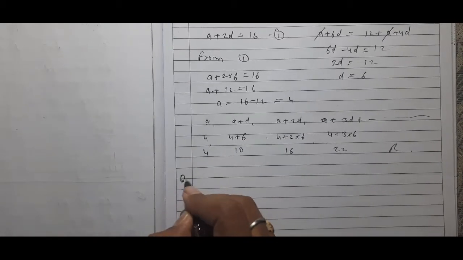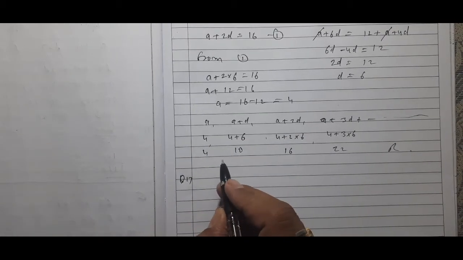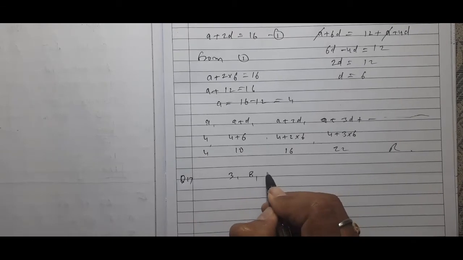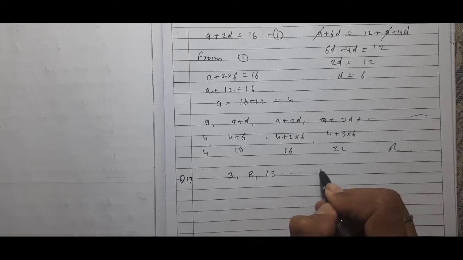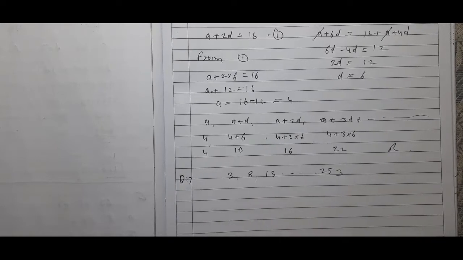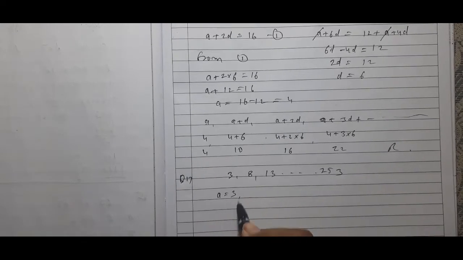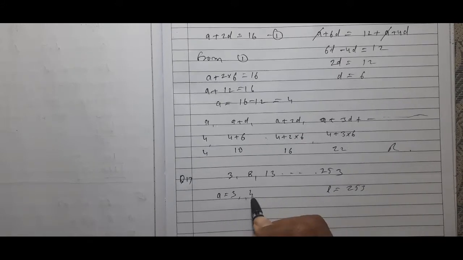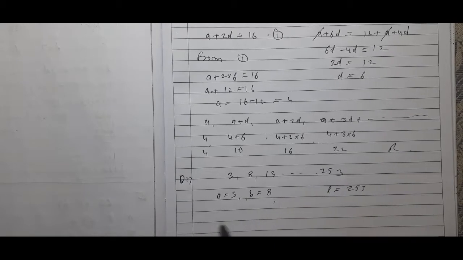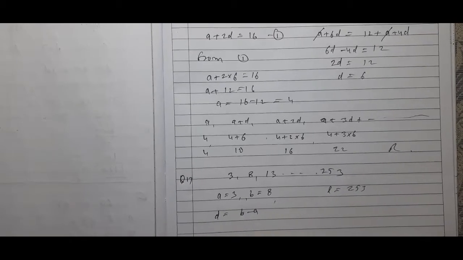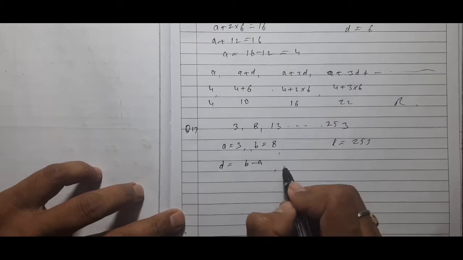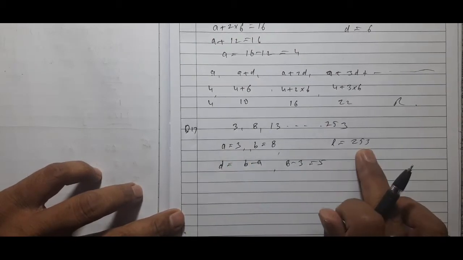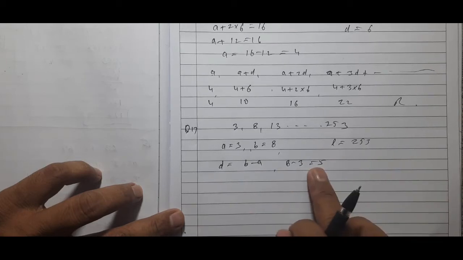Okay, now question number 17. The question is 3, 8, 13, up to 253. So A value is 3, L value is 253, B value is 8, then D is equal to B minus A, meaning 8 minus 3 equals 5. So A value is 3, L value is 253 and D value is 5.